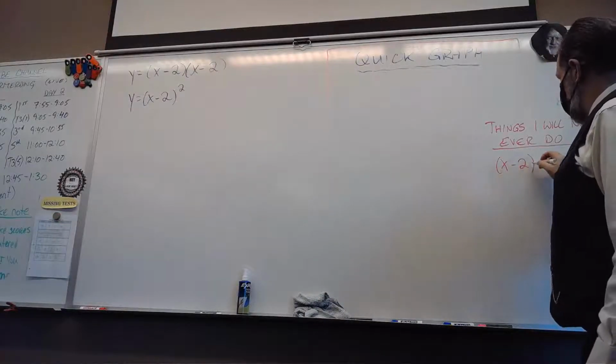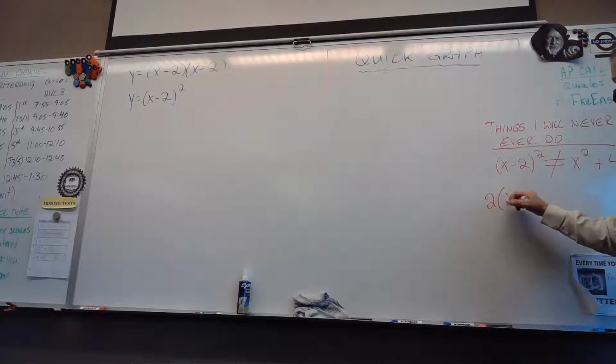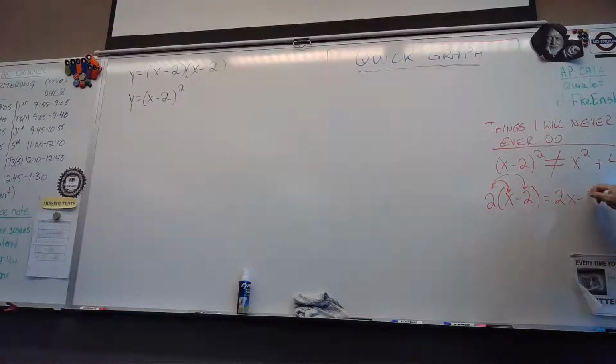(x minus 2) squared and x squared plus 4 are not the same thing. And this is a mistake I see over and over and over again. And here's why people make this mistake. Do we agree that 2 times (x minus 2) is 2x minus 4? Because we distribute the 2.